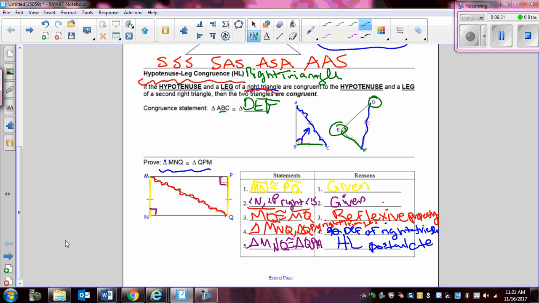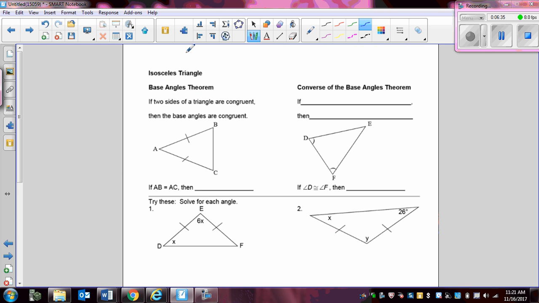Alrighty, go ahead and flip your paper over. It says isosceles triangle. Remember, isosceles triangle has two congruent sides. We already went over this. And my opposite angles are congruent. This is very, very important. So it says if two sides of a triangle are congruent, then the base angles are congruent. The converse means we're going to flip it. And we did this for our notes.